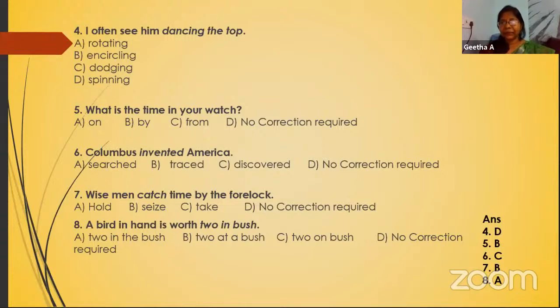Yes, seize time by the forelock. That is seize time by the forelock in the sense they are very quick in doing things on time. That is what it means. So it is a phrase. So seize time by the forelock. Okay.